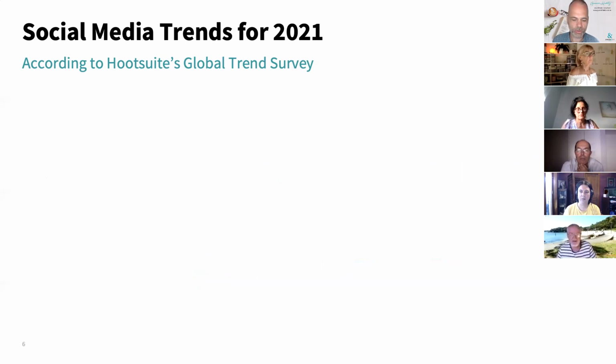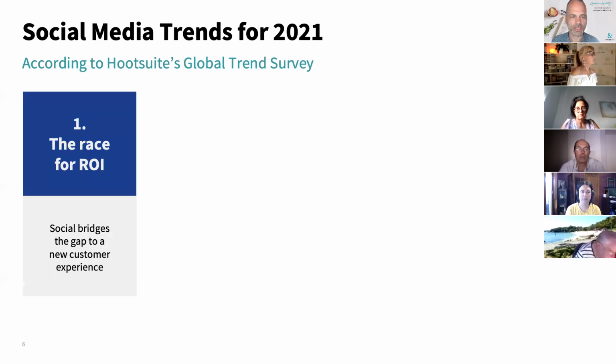And the best way for me to do this is to look into the social media trends. According to the Global Trend Survey of Hootsuite, the leading social media management platform, and actually Hootsuite is my dream company and I'm happily working there as my main job. So what we see, there's 5 trends for 2021, and some of them we can maybe take from that.